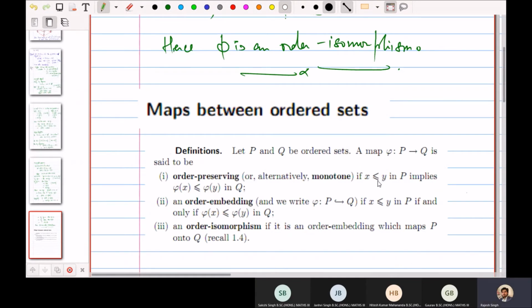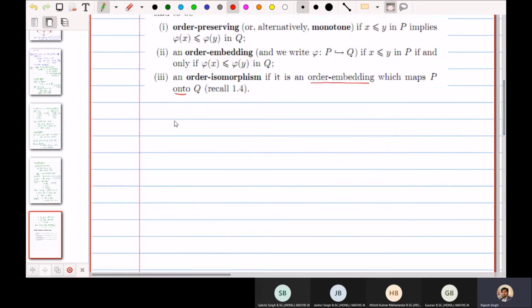Order preserving means one way it is preserving the order. Okay? If x is related to y in P, implies phi x is related to phi y in Q, then it is order preserving. Not the other way. The other way, it is order isomorphism. Now order embedding: x related to y in P if and only if phi x is related to phi y in Q. And if we add onto here, then order embedding plus onto, basically what we are calling preserving, they call it order embedding. Okay, order embedding plus onto is order isomorphism.